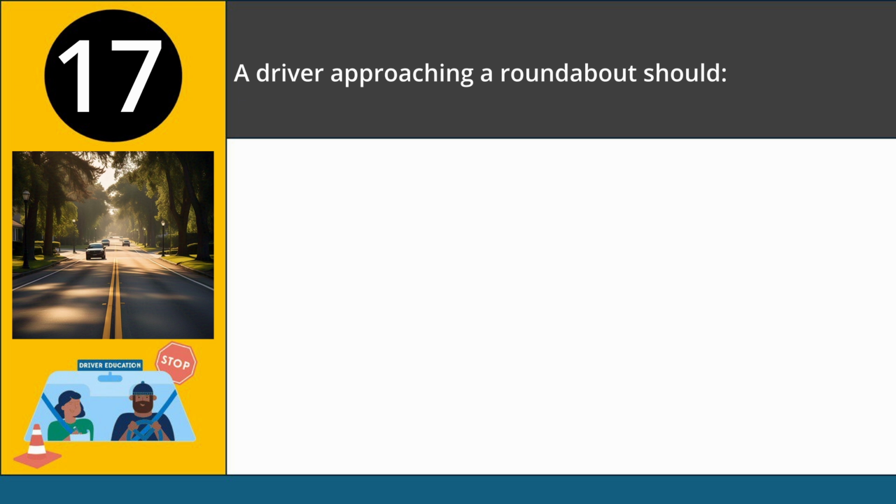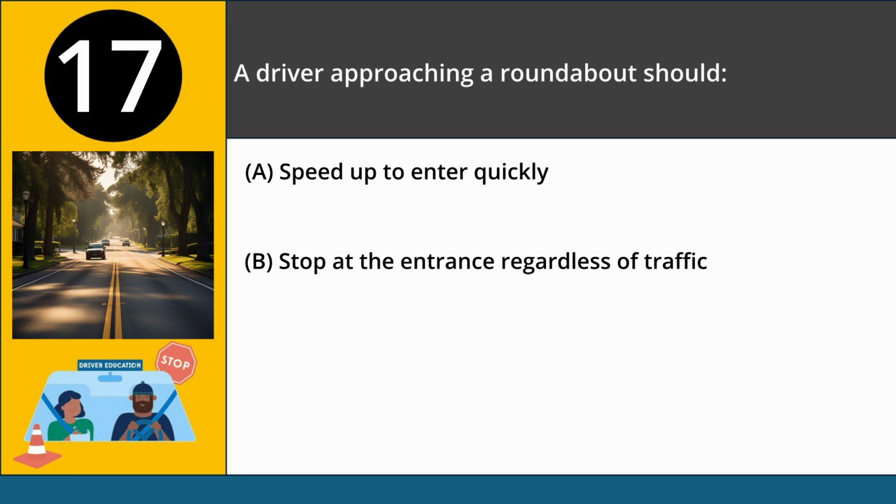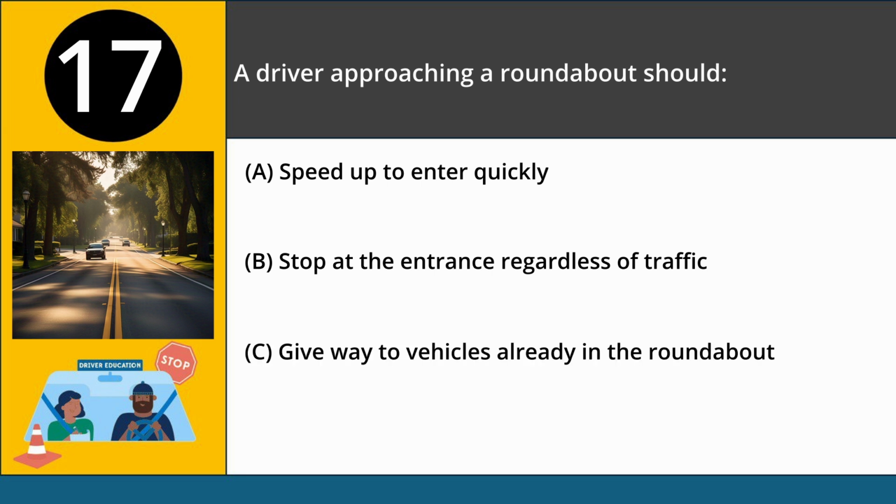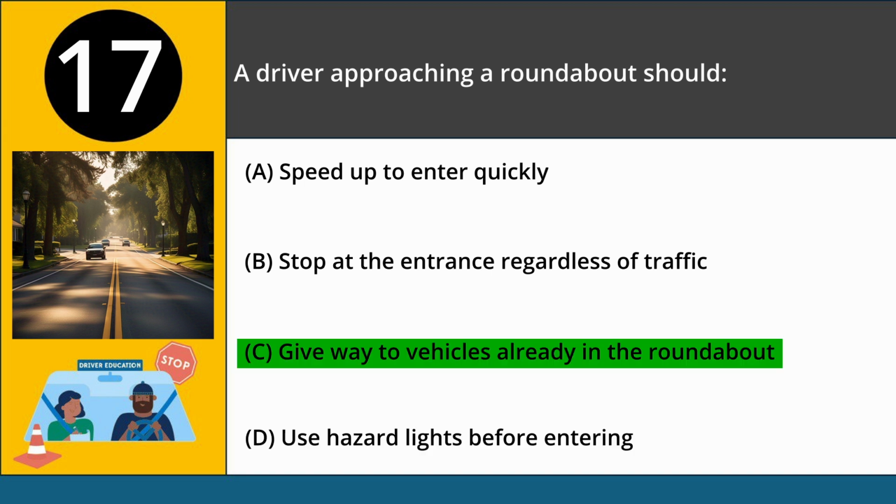A driver approaching a roundabout should A. Speed up to enter quickly. B. Stop at the entrance regardless of traffic. C. Give way to vehicles already in the roundabout. D. Use hazard lights before entering. Answer. C. Vehicles inside the roundabout have the right of way.